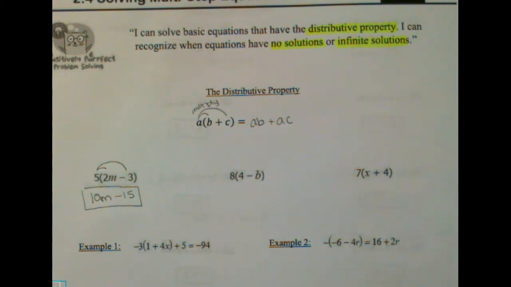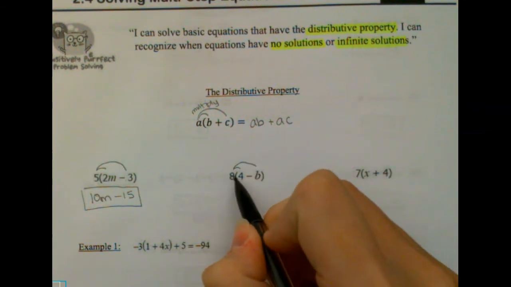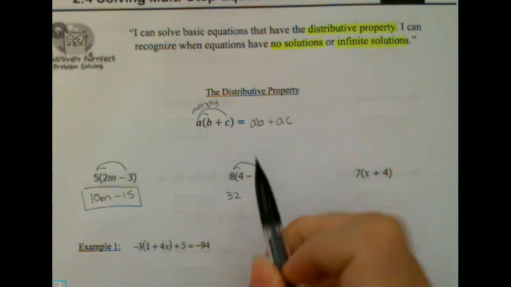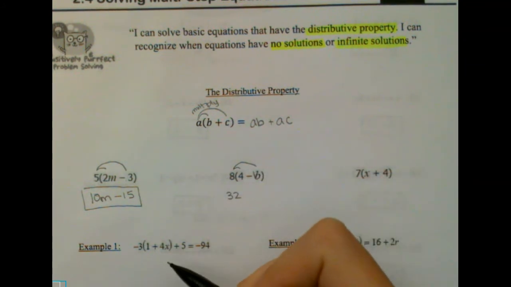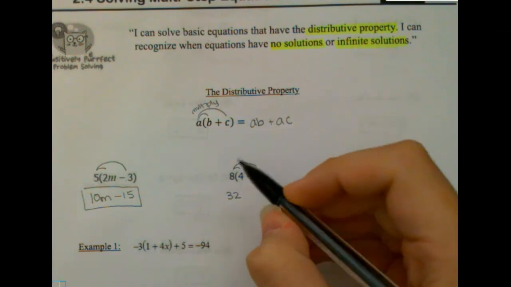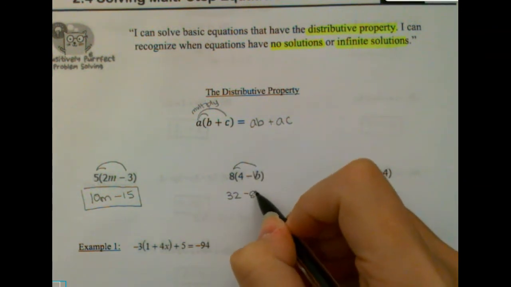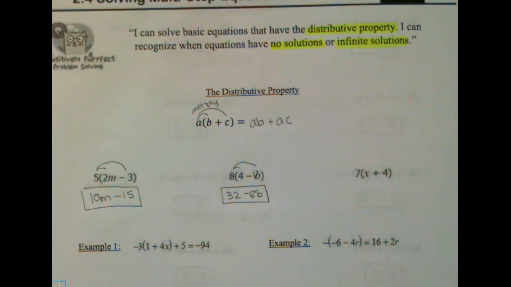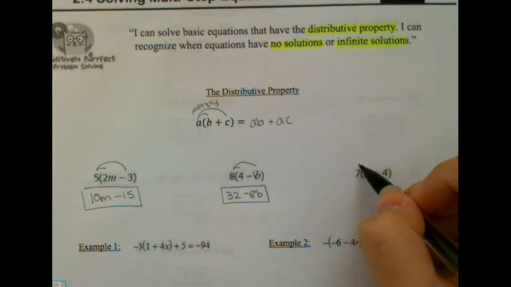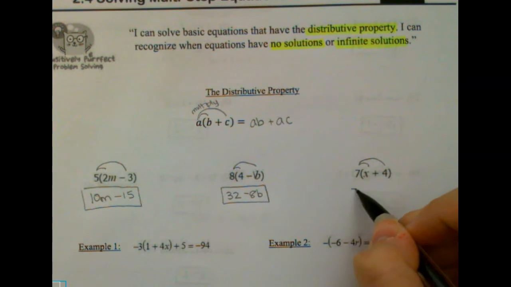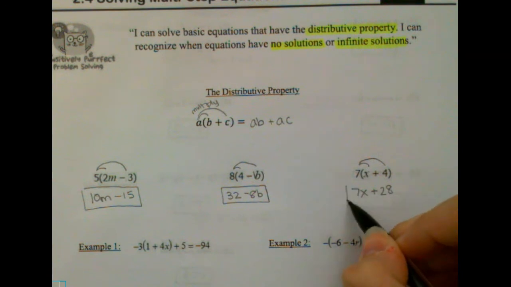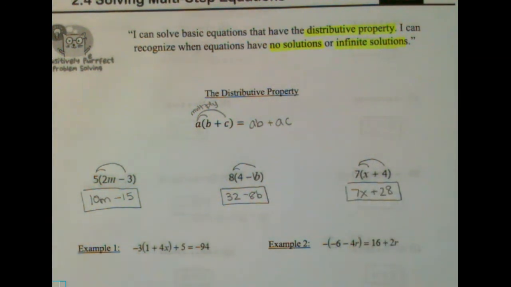Okay. The second one, same thing. Now we're going to distribute the 8 to both things inside. 8 times 4 is 32. And then 8 times negative b, there's like a little invisible 1 right here. So it's like saying 8 times negative 1. That would be negative 8b. And so there's our distribution for that example. And then the last one is just a simple sum. We're going to do 7 times x to get 7x and 7 times 4 to get positive 28. Okay, so that's how basic distribution works.